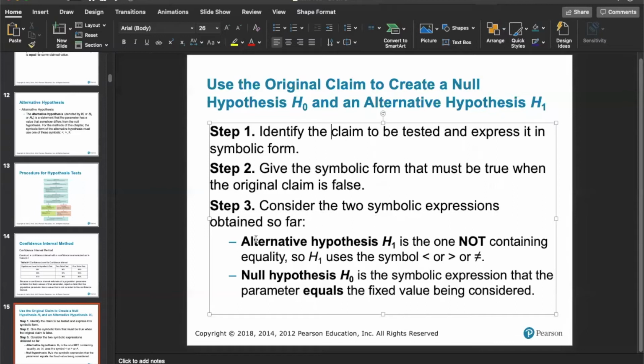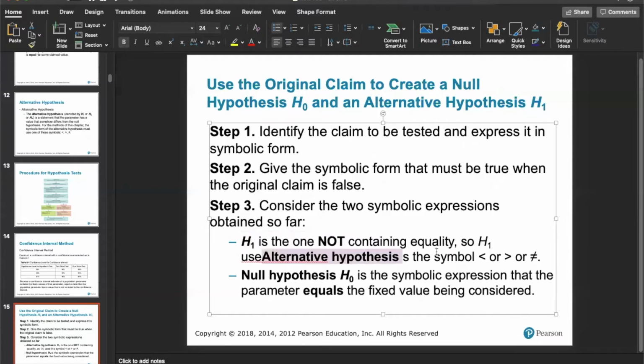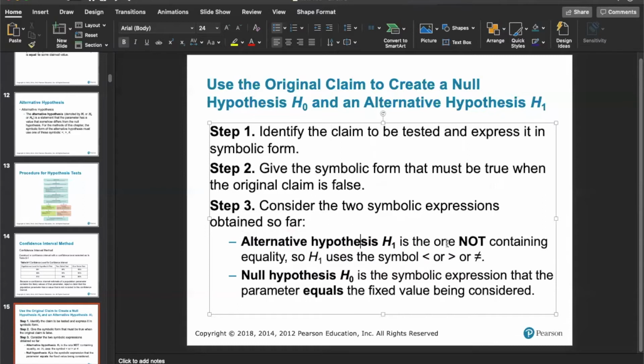Our alternative hypothesis, or H sub 1 or H sub A, however you want to write it, is the one not containing the equals. So our alternative to if our claim is being met exactly or alternatively. And then our null hypothesis is the symbolic expression that the parameter is equal to the fixed value being considered. So if we're measuring for something to be most people, we would be looking for more than 50%. So our null hypothesis would be equal to 0.5 or 50%. And our alternative would be greater than 0.5 for more than 50% or to contain most people.